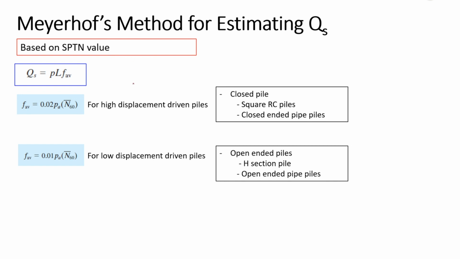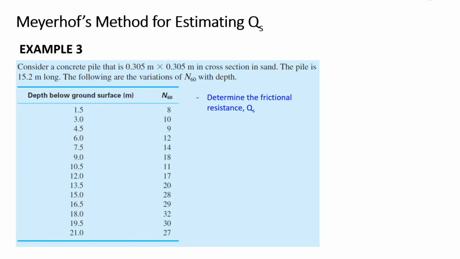Now the calculation of the QS, estimating QS based on the SPT N value. This is the equation. The difference again is the friction, F average here. P is still the parameter, L is the length of the pile, and F here is the skin friction. It becomes two different equations for high displacement and low displacement driven piles. Alright, so let's go to the example. Here it mentions a concrete pile that is square, so we understand that this is a high displacement pile.